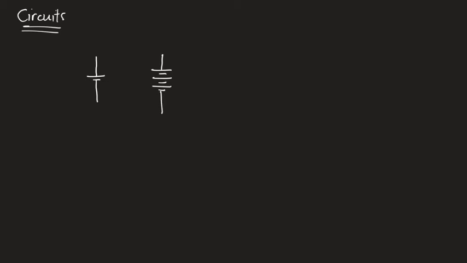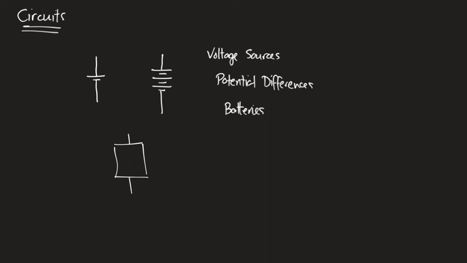These symbols represent voltage sources. Or potential differences. Or batteries. And we use the same symbol for most of them. It is not terribly common, but they have done it where they'll just have a black box and say 1 voltage potential difference or something like that. But generally we use one of these symbols to indicate potential difference.